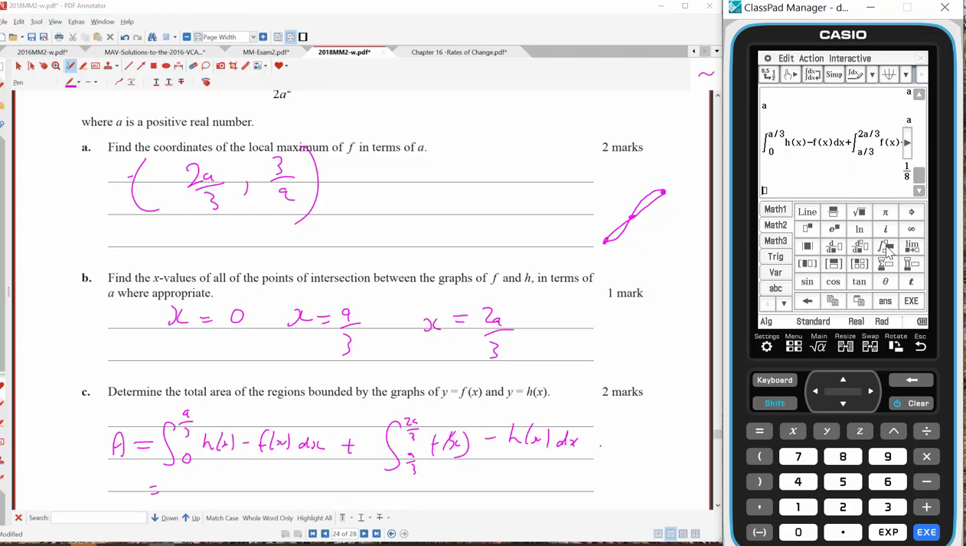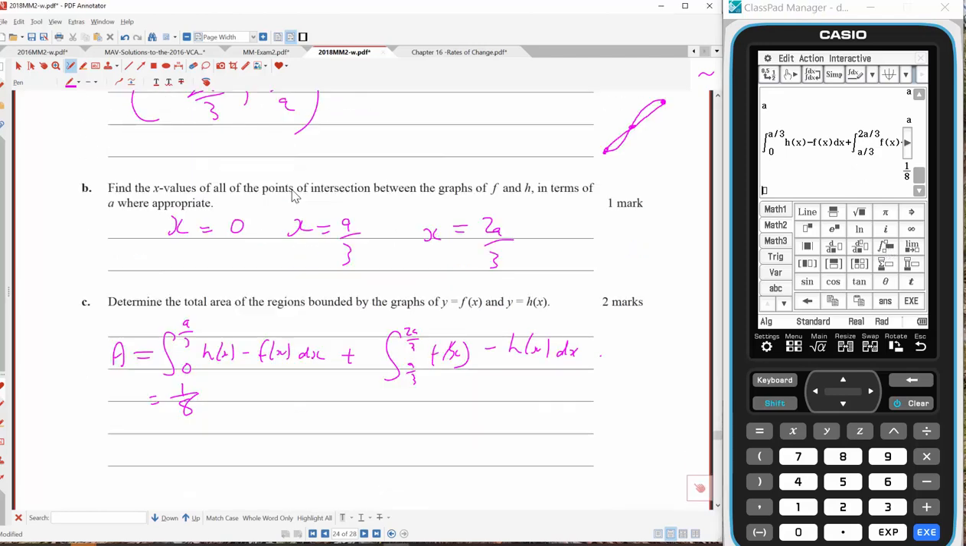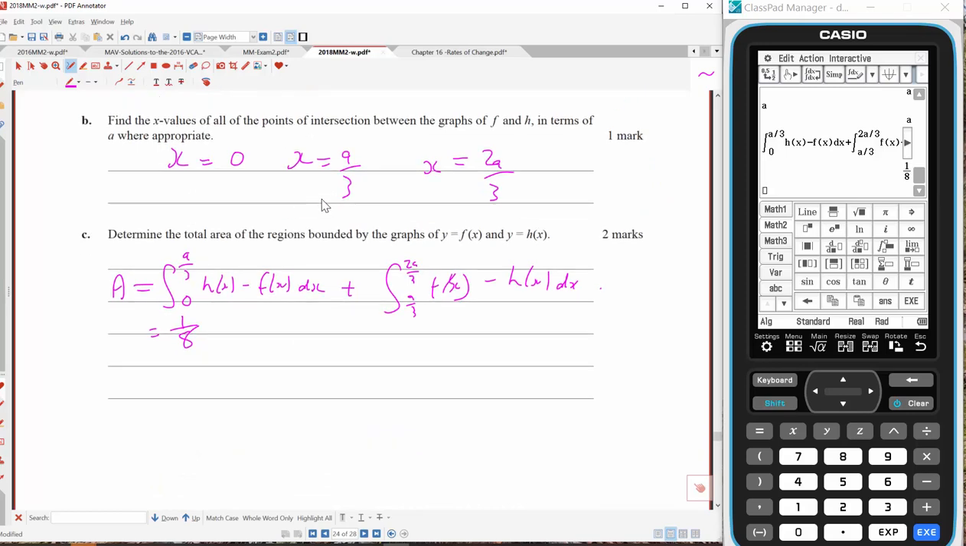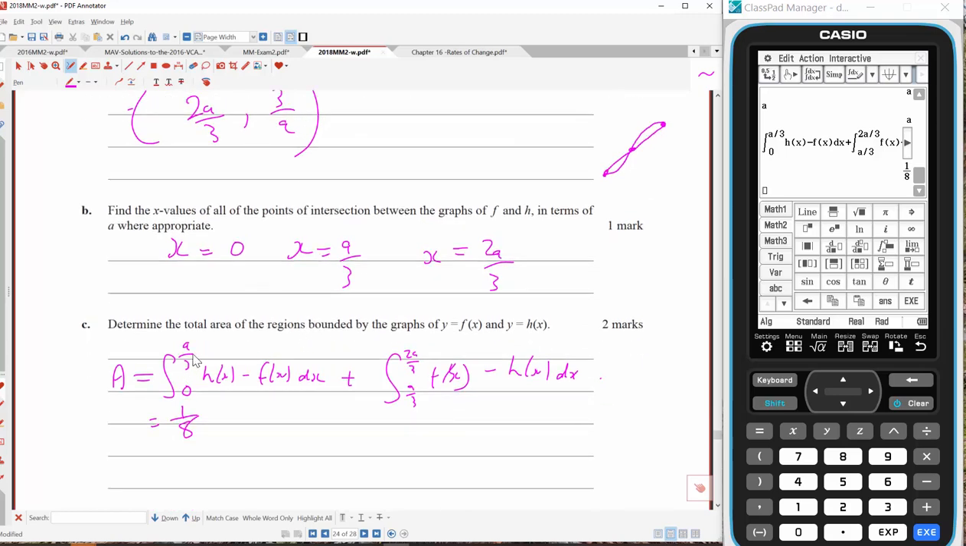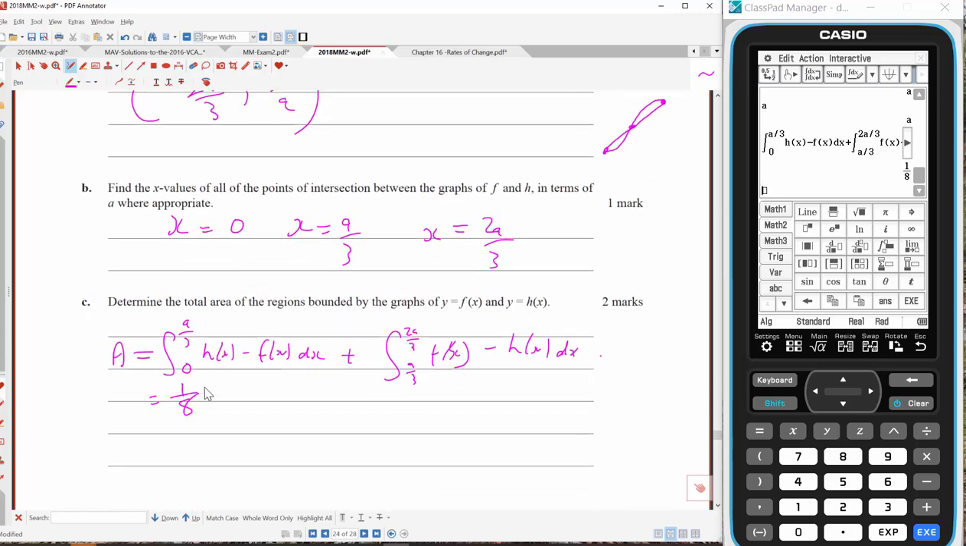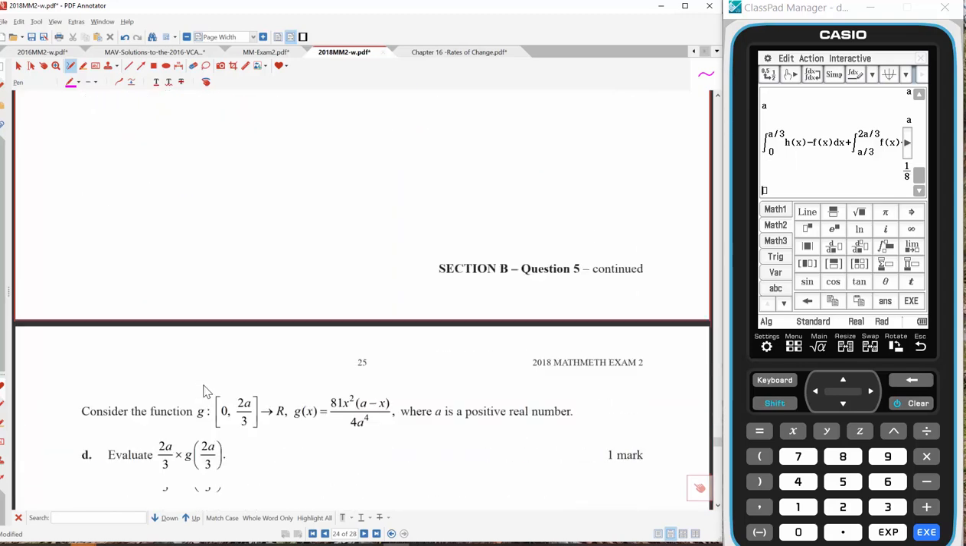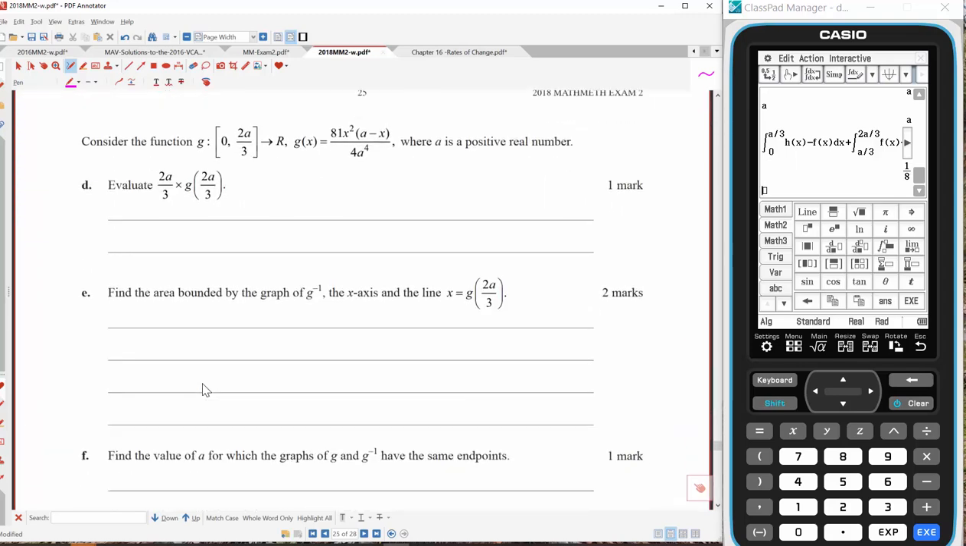Okay, 1/8. Right, so even with parameters, the value is coming up as 1/8, which basically is saying it doesn't matter what a is equal to, it'll be 1/8 all the time. It's interesting.